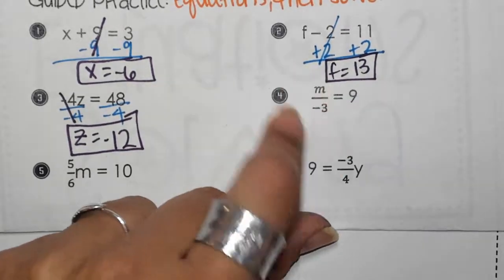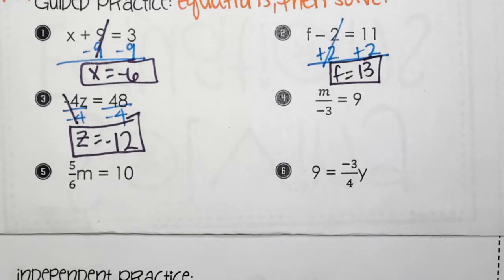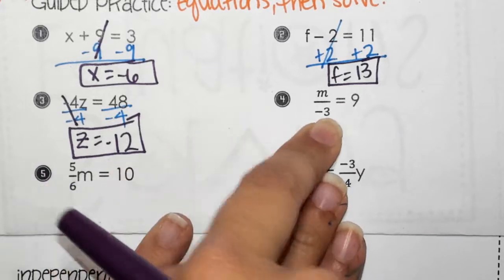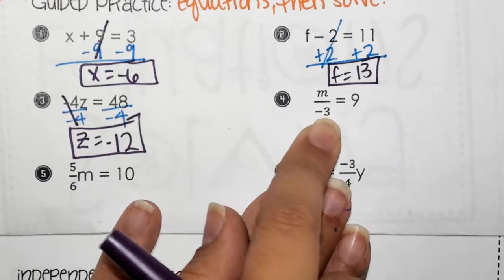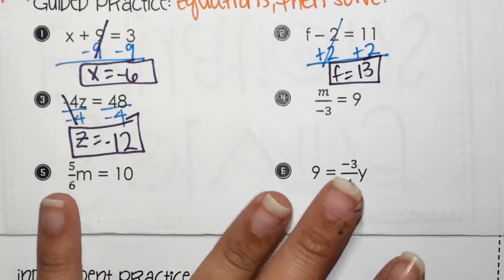All right, number 4. Look at number 4. What is the difference between number 4 and number 3? One's dividing and I mean, one's multiplying. Yes, take a point. This one is a fraction, and that's multiply. Help me with my words.